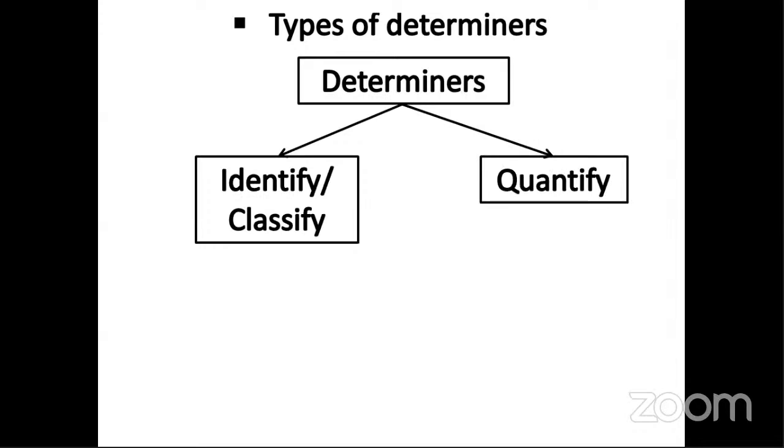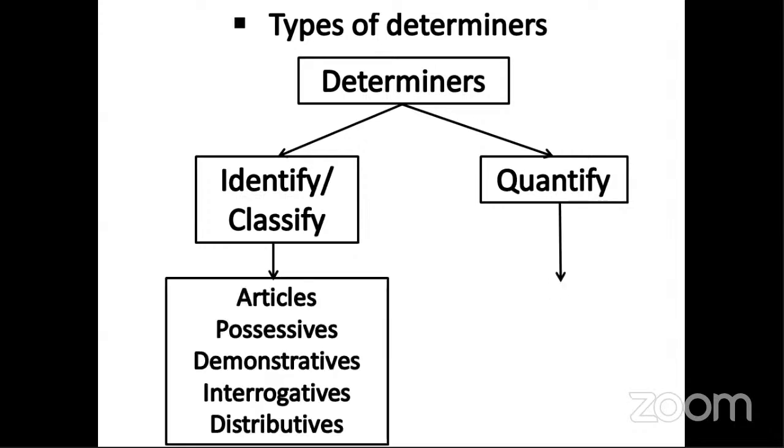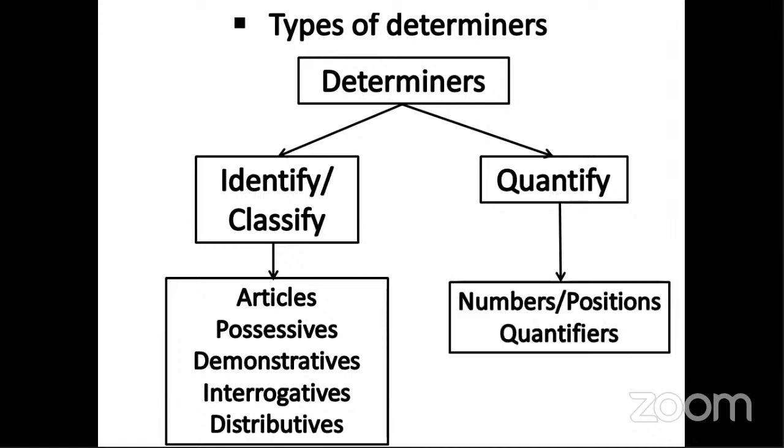Identifying or classifying determiners are usually articles, where we use the articles a and the, or they can be possessives, for example my, your, his, her. Or they can be demonstratives like this, that, these, those, or they can be interrogatives, for example what, which, whose, or they can be distributives: each, every, either. These are all identifying or classifying determiners.